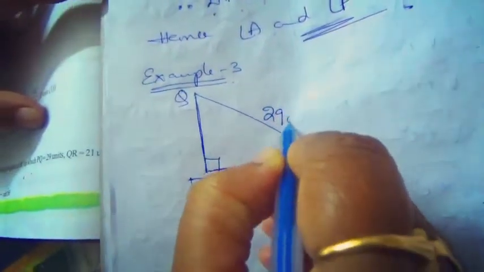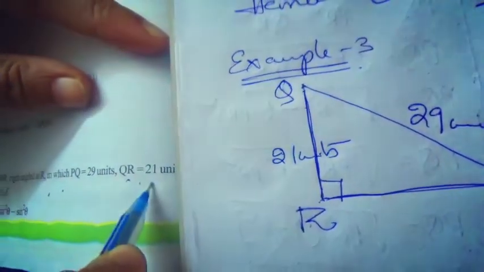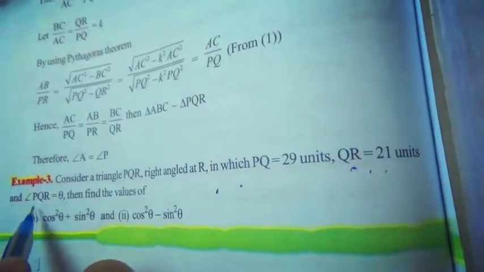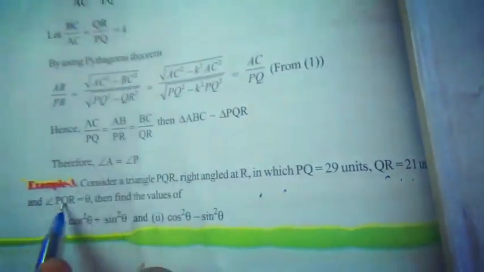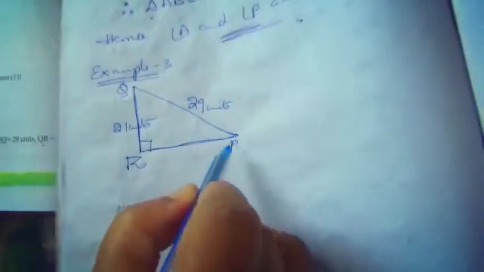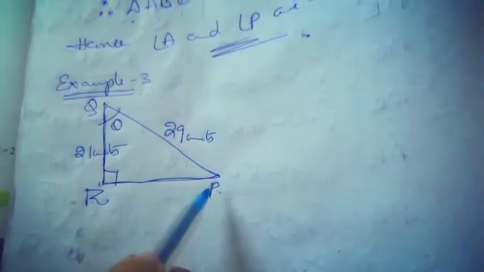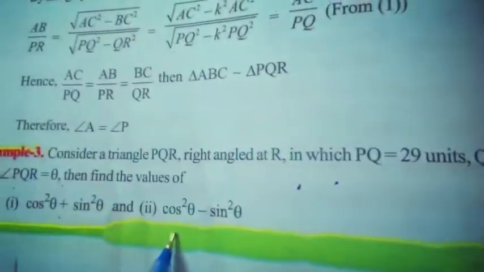29 units. Okay. So QR is 21 units. And angle PQR is equal to theta. PQR means this one is theta. Okay, this one is theta. Find the values of some expressions by using these values.